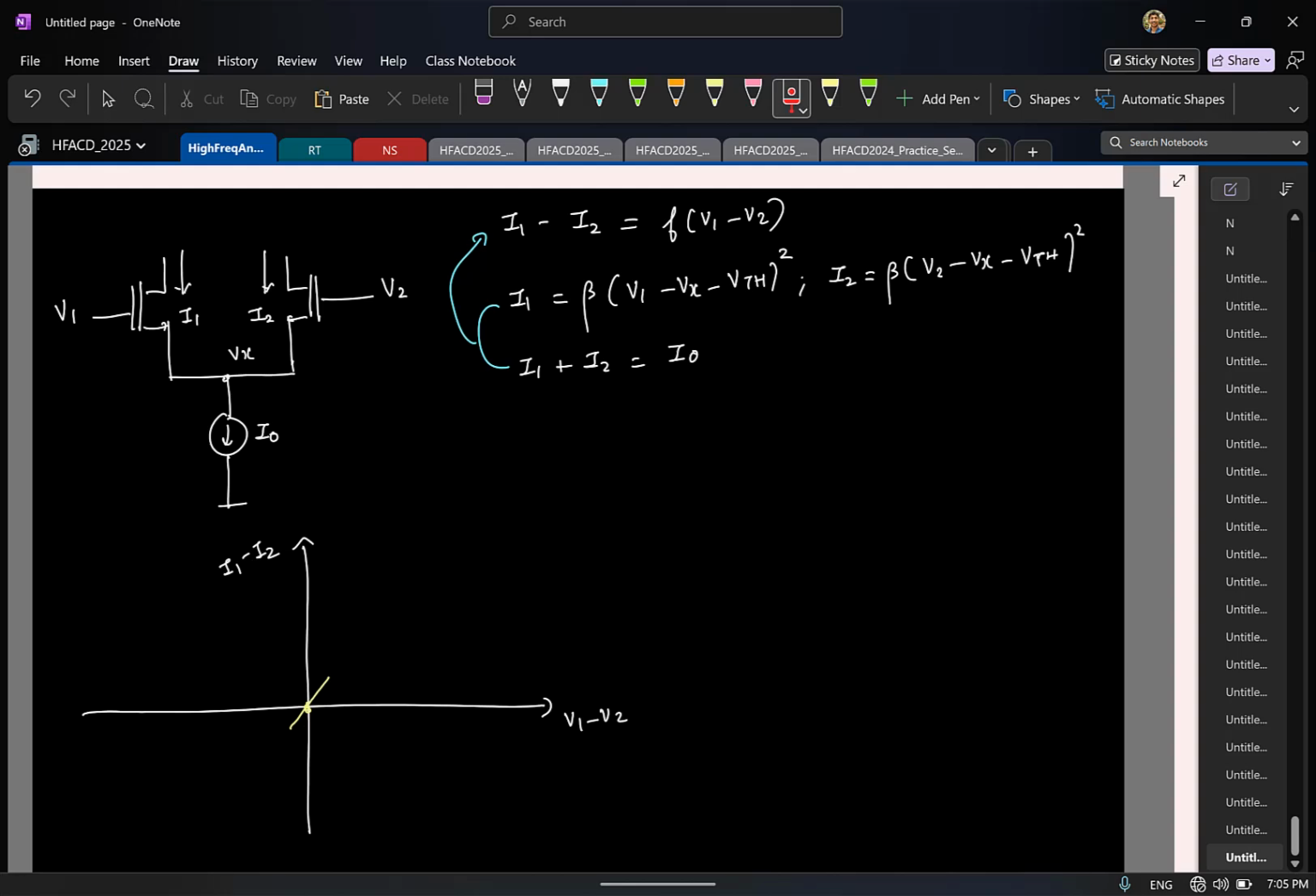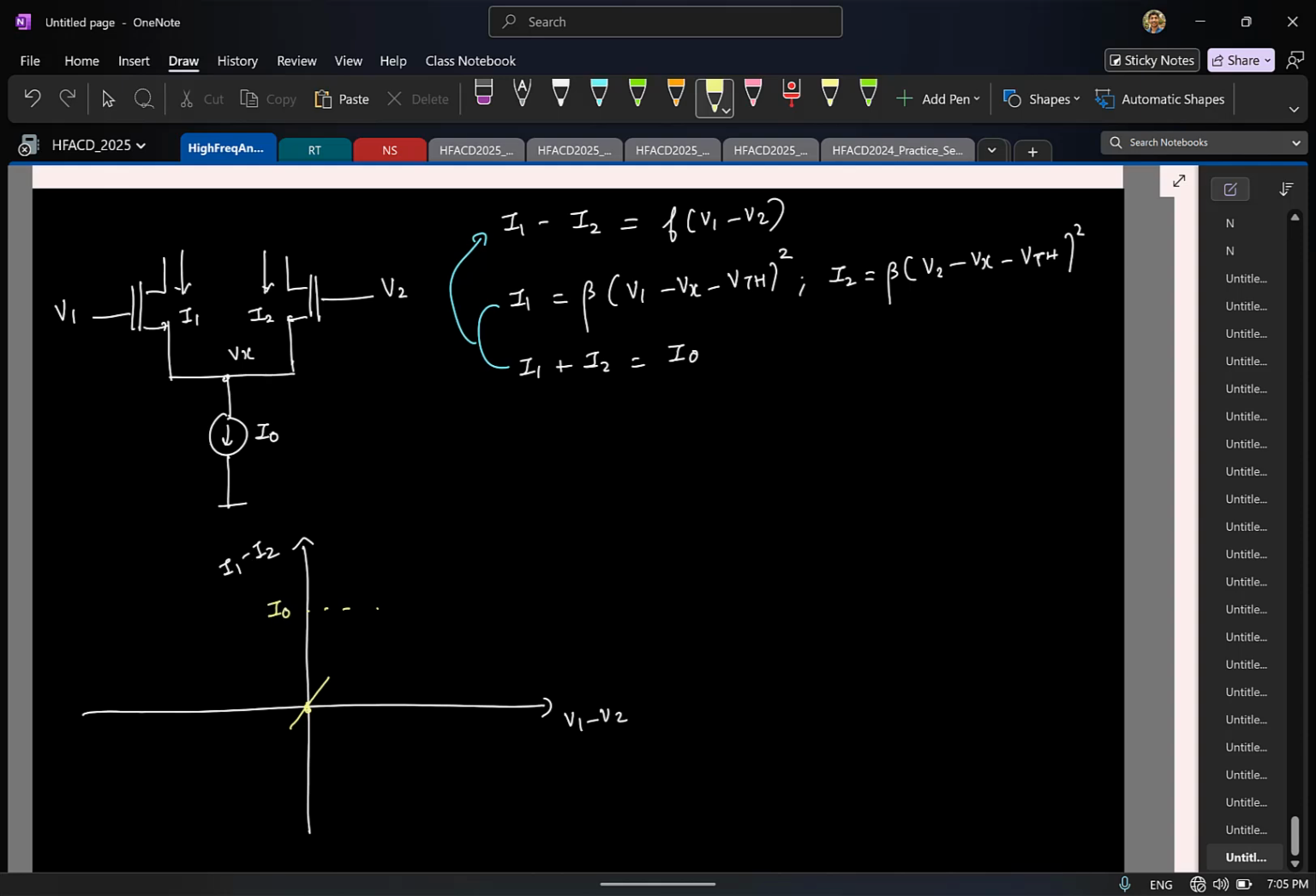Again, we are still in the small signal regime. I'm assuming very, very small input, so it's linear. So let us say now I keep increasing V1 minus V2. That is, V1 is increasing, V2 is decreasing. If I keep doing this, after some point, what will happen? All of I0 will flow through I1. So which means the differential current will saturate to I0.